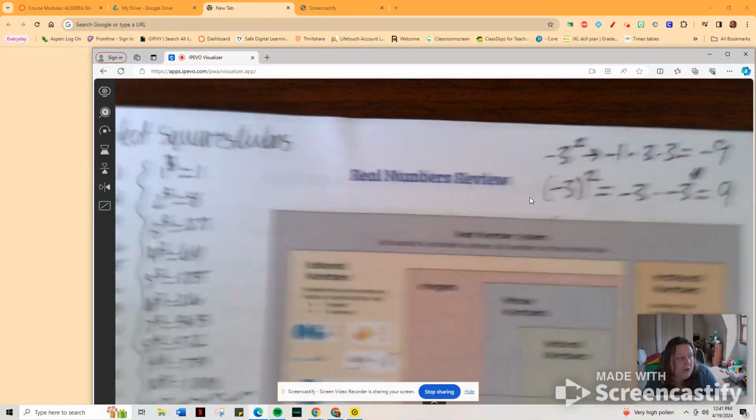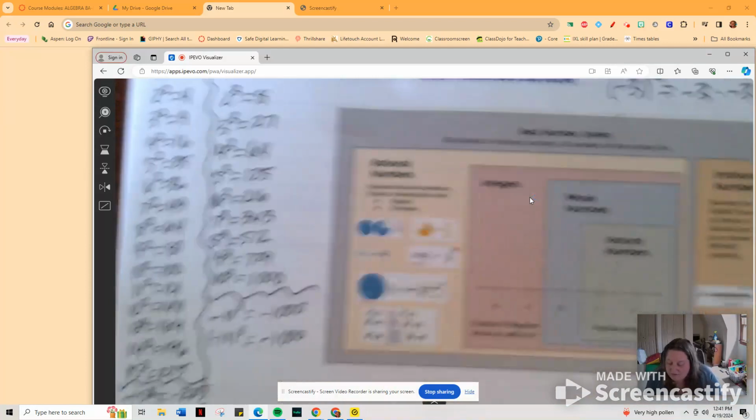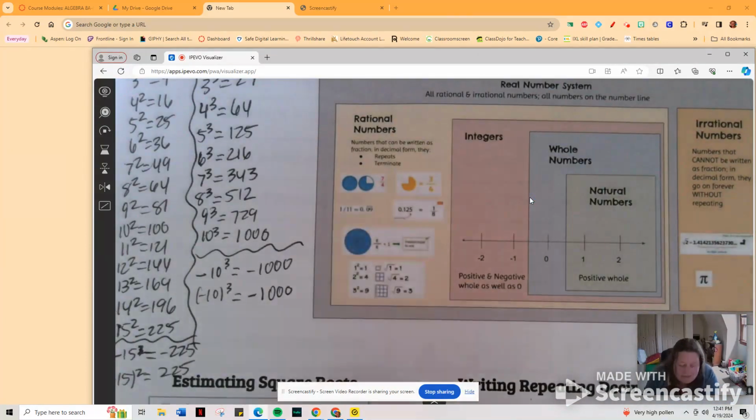And then perfect cubes is like a cube. So if you think of like a dice, it's a 3D figure, and it means volume. So a number times itself 3 times. Now with cubes, they're a little bit different. You can have a negative answer because, I'm just going to do it right here.